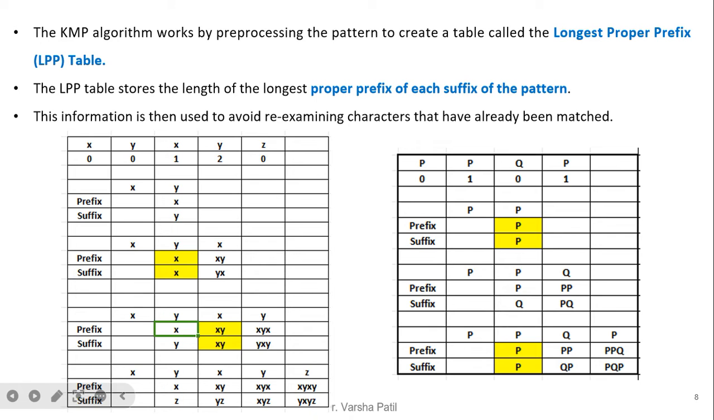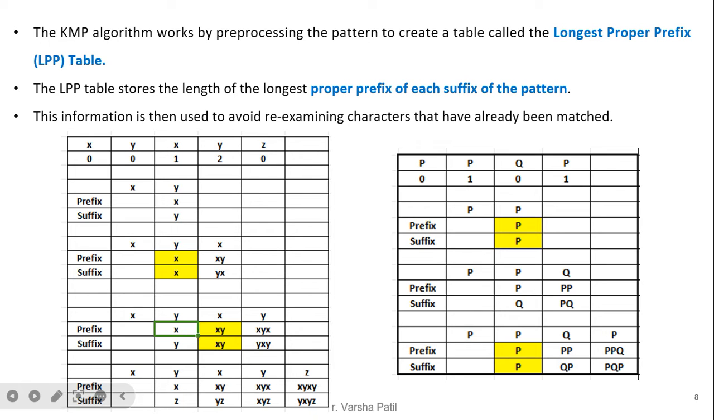Now we will take XYXY, 4 characters are there. So prefix and suffix can be possible of 1, 2, 3 characters. So prefix is X, XY, XYX. Suffix is Y, XY, and YXY. Now we can see that 2 characters match, that is XY, XY. Therefore its value is 2.